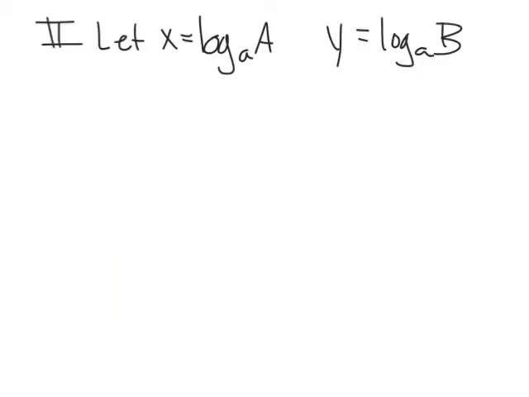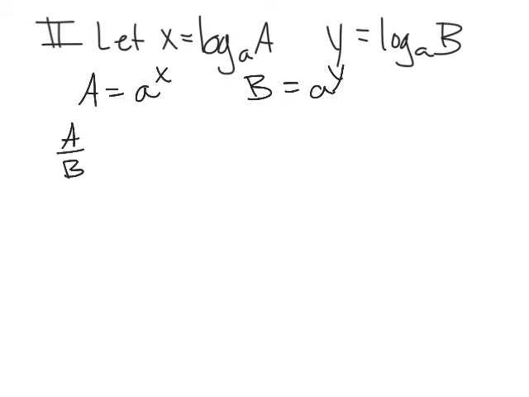So now we're going to derive the second law. I'm going to start off again letting x equal log to the base a of A, and y is equal to log to the base a of B. That means I can again rewrite my expression in exponential form. The argument A is equal to a to the x. The argument B is equal to a to the y. This time I'm going to take the quotient. I'm going to take capital A over capital B.